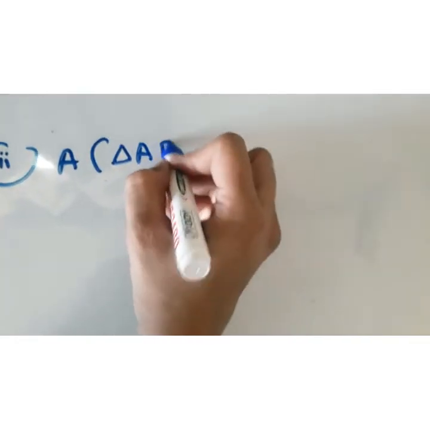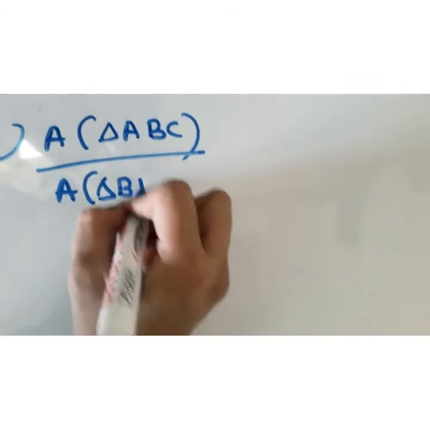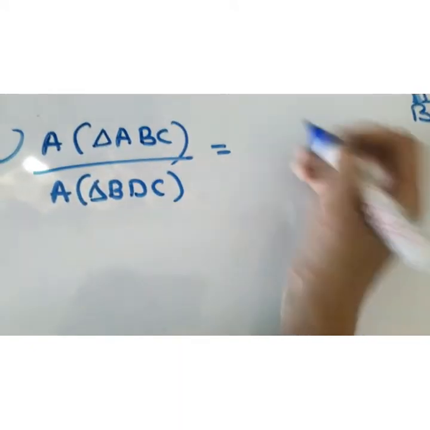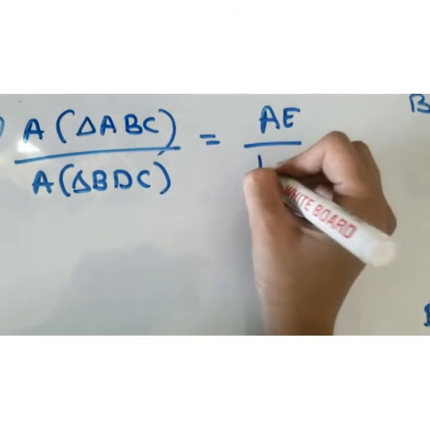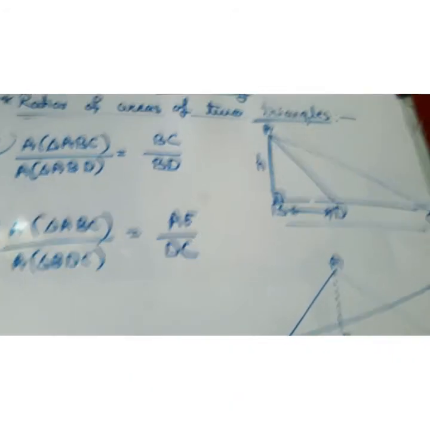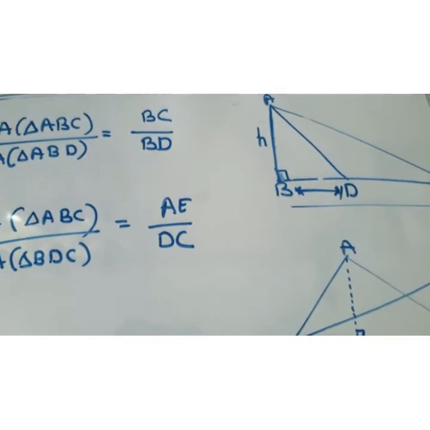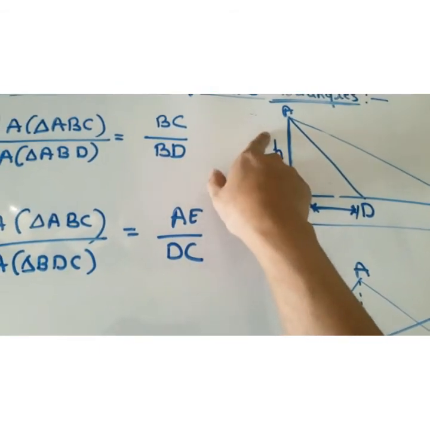So what will be the ratio of these two triangles? Obviously it is the ratio of their corresponding heights. The two triangles are ABC and BDC. Normally it is the ratio of the products of bases and heights, but the base is the same, so it will be the ratio of the height of ABC, which is AE, and the height of BDC, which is DC. So the ratio of areas of any two triangles, if the bases and heights are different, is the ratio of products of corresponding bases and heights.